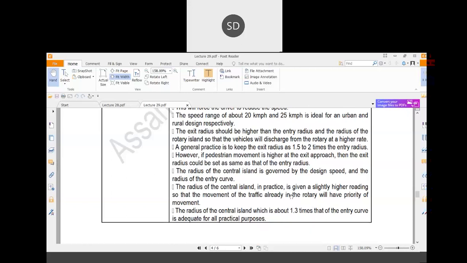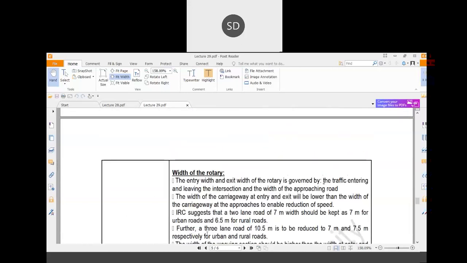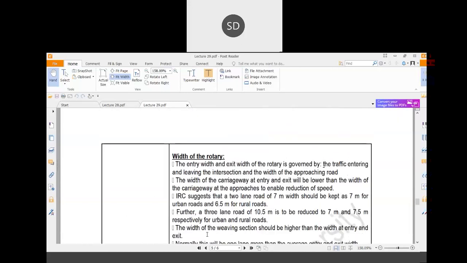The radius of the central island is generally kept 1.3 times that of the entry curve, and that is adequate for all practical purposes.